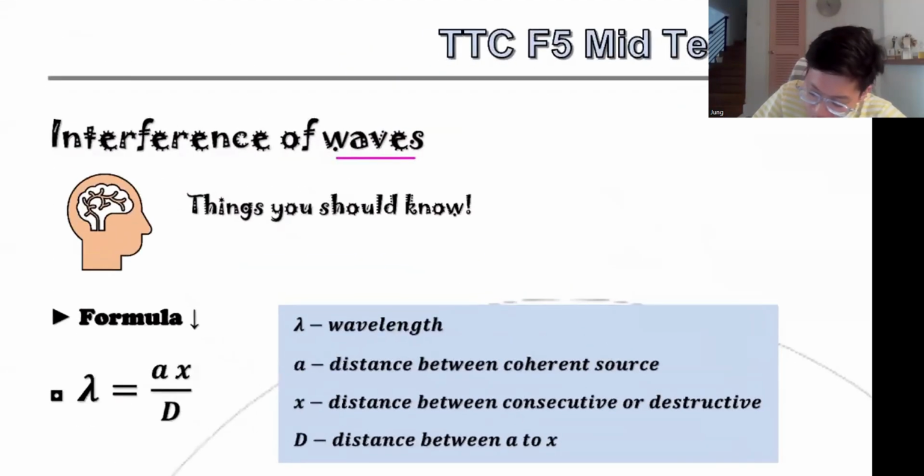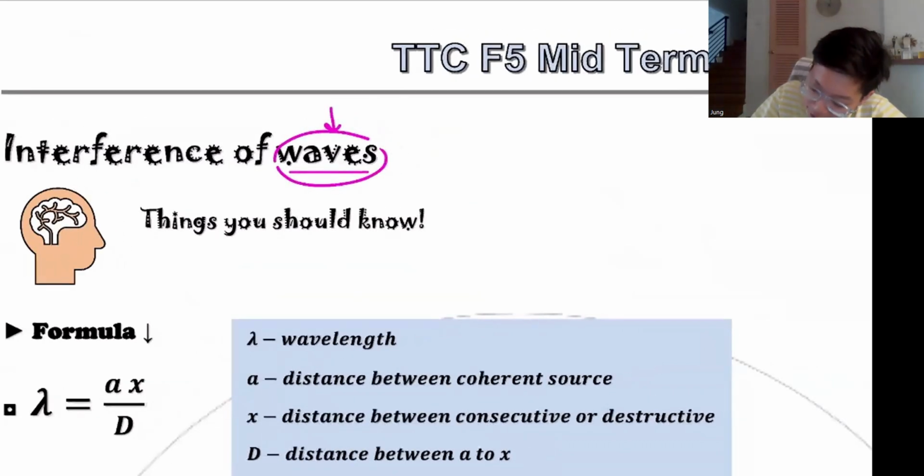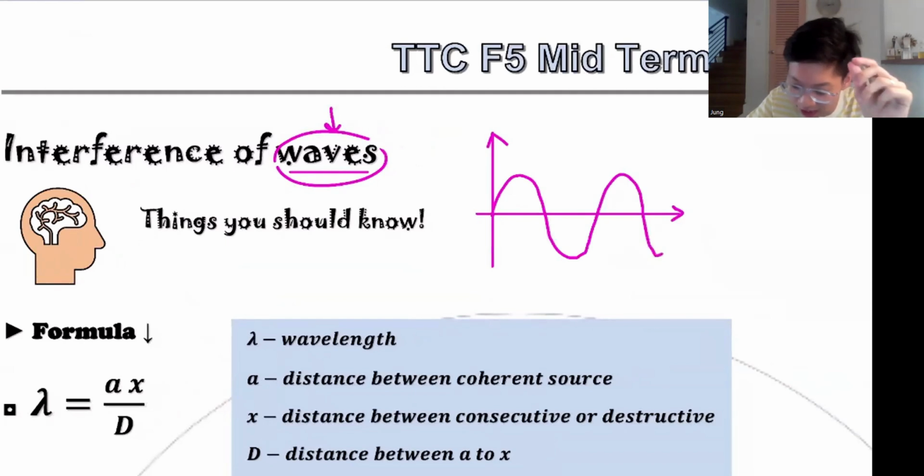For interference of waves, first of all, you must always know what a wave is. At the very least, you need to know the wave properties. I'll give you a very interesting question. If I draw a graph like this, usually in the exam they will give you a wave like that. Can you tell me what this thing is called?